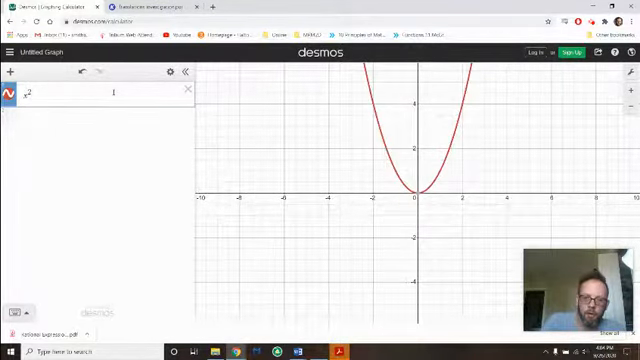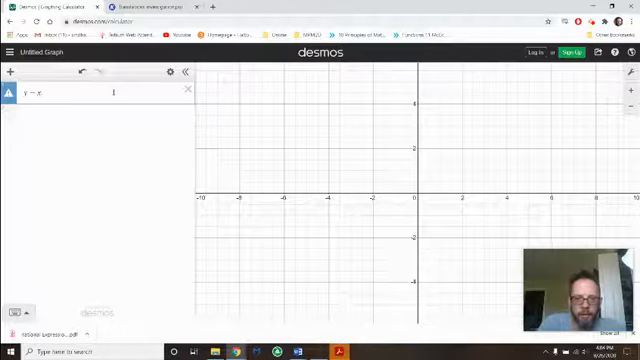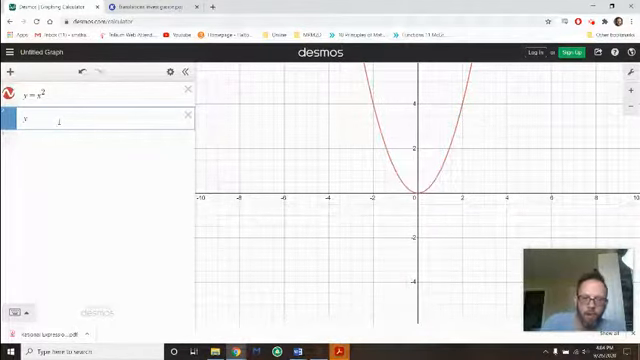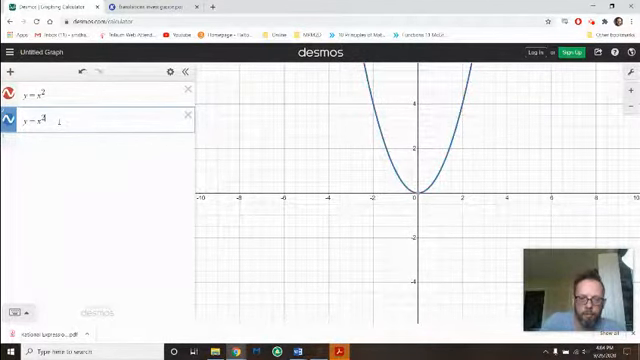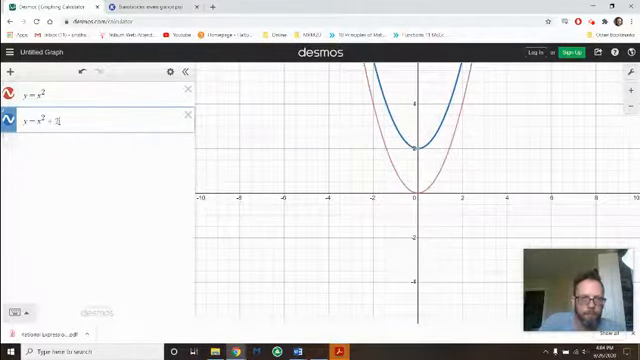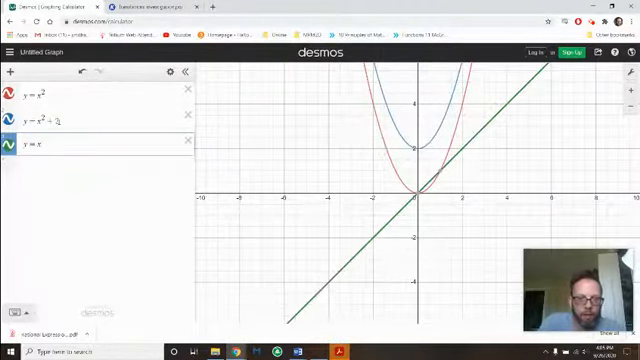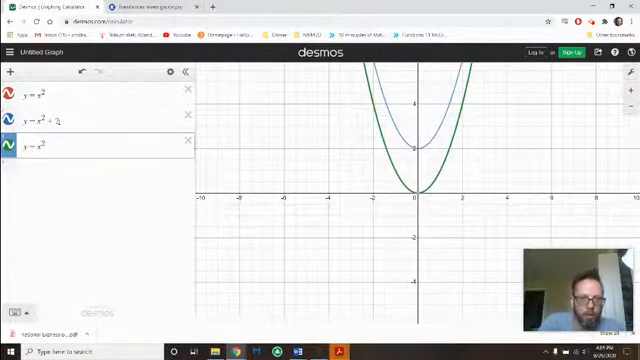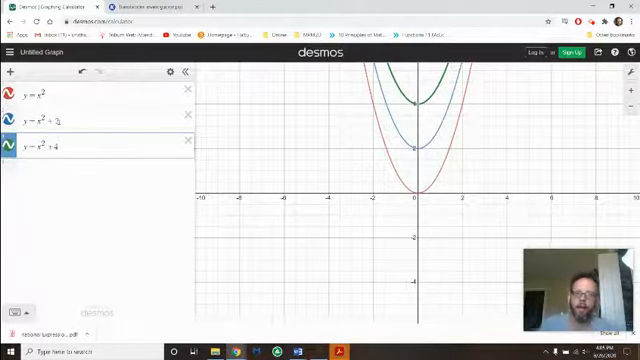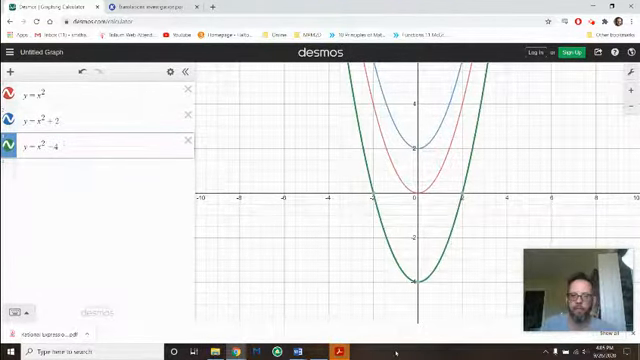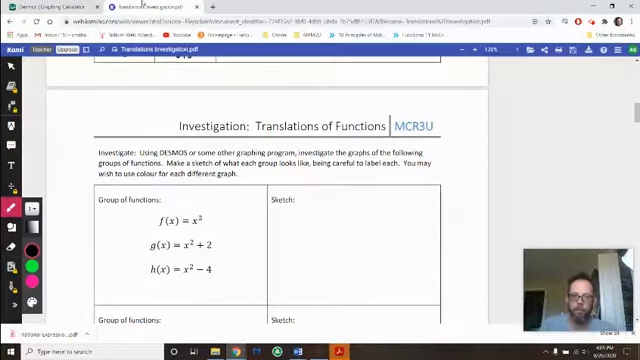Here, I'll type in y equals x squared, the basic parabola. In our second graph, y equals x squared plus 2. And finally, y equals x squared minus 4. Now, I'm not going to really comment on anything just yet. I just want to make a rough sketch of each of these in my notes, so I'm going to do that right now.